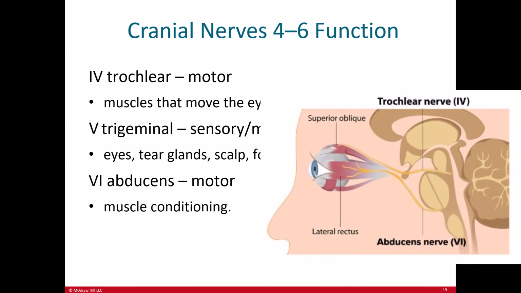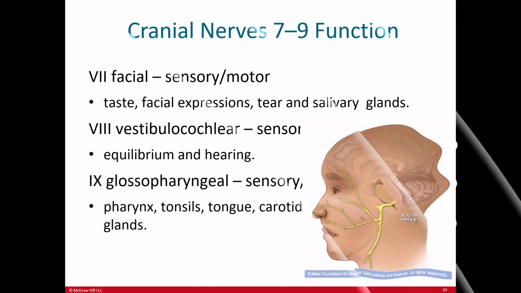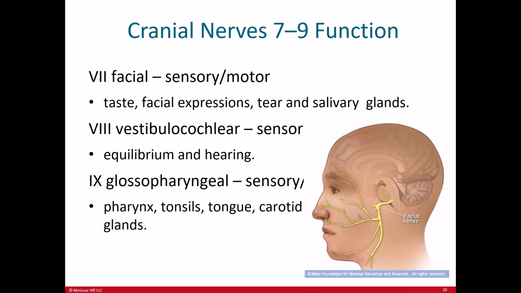And then we have the 6th cranial nerve, and this is the abducens, which is a motor nerve, and this is responsible for muscle conditioning. Then we have our 7th cranial nerve, which is facial. This is a sensory and motor. It's responsible for taste, facial expressions, tear and salivary glands.